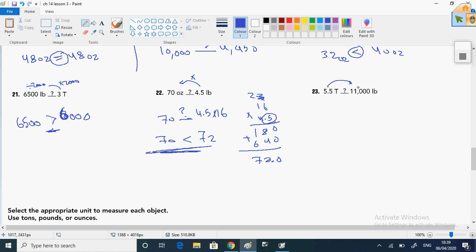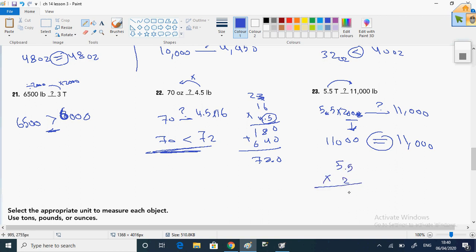Or 5.5 times 2000, or 11,000. So I will cross 0, I will cross the decimal point. I will bring the zeros down. 2 by 55 is 110, so they are equal. Okay, or you can multiply like this. Keep the zero, put the zeros down. 5.5 times 2. 2 times 5 is 10. 2 times 5, 10. 11. I have only one digit, so it becomes here. So 11 and I have 3 zeros, so it's 11,000.